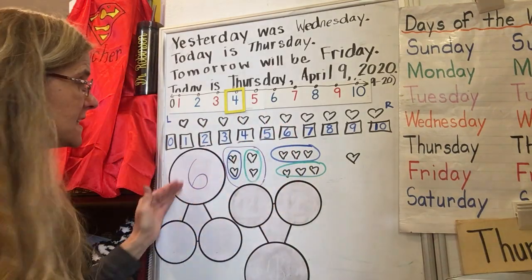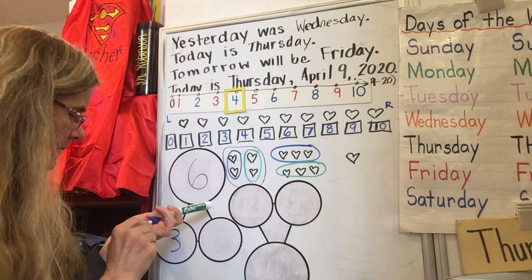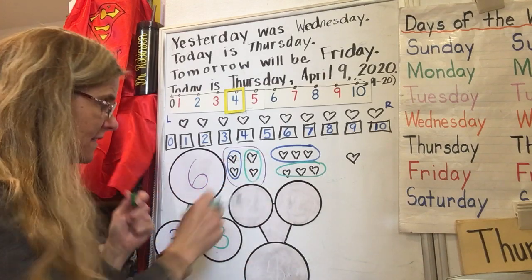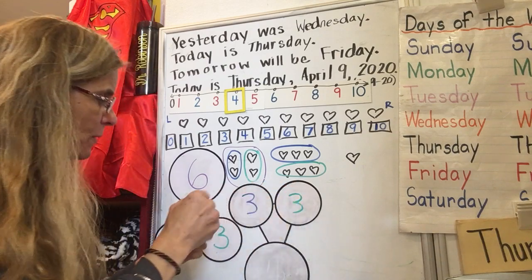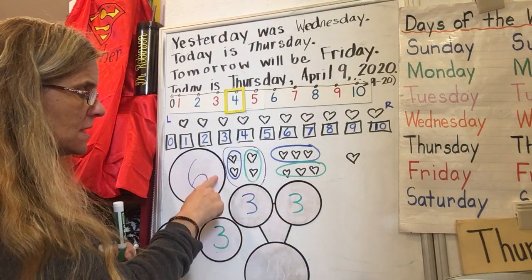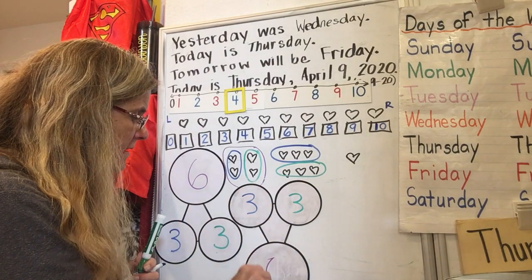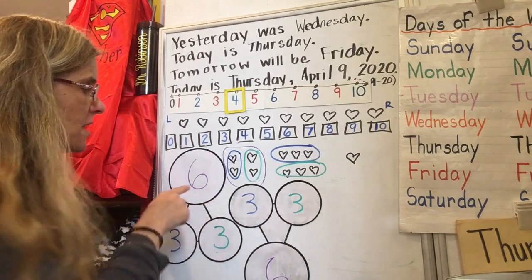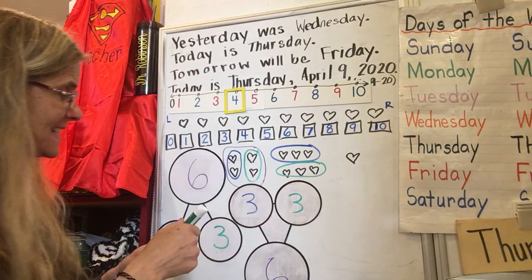Let me check. 1, 2, 3. So now I see 6 as 3 and 3 more. And if I flip it over, I can make 6 with 3 and 3 more. Decomposing, composing. Decomposition, composition. This one I'm taking apart. This one I'm putting together. This is subtraction. This is addition.